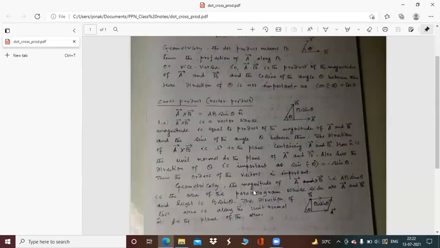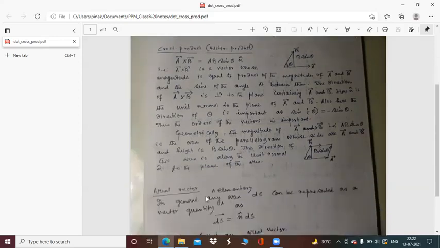Now geometrically, the magnitude of a bar cross b bar, that is ab sine theta, is the area of the parallelogram, this parallelogram we are referring, whose sides are a bar and b bar, and the height is, you see, b sine theta. The direction of this area is along the unit normal n cap to the plane of the area. Now, this geometrical aspect of cross product leads us to the concept of something called an areal vector.